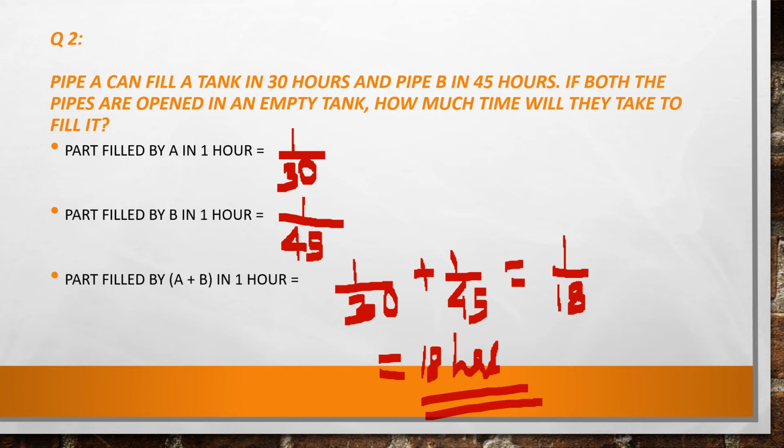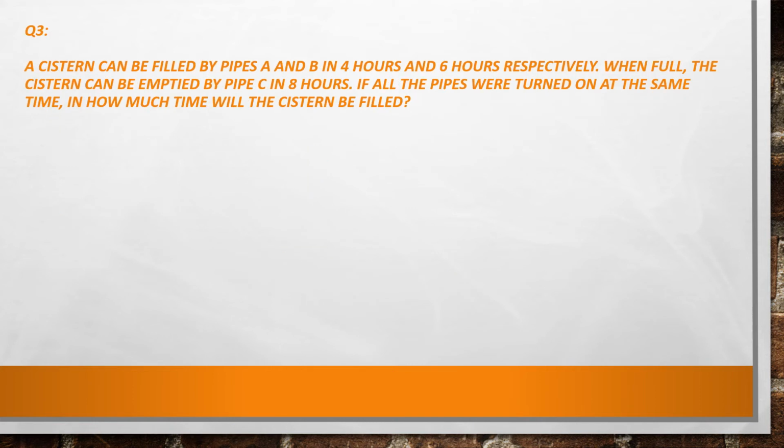Very simple. Now going to the next question. A cistern can be filled by the pipes A and B in 4 hours and 6 hours respectively. When full, the cistern can be emptied by the pipe C in 8 hours. If all the pipes were turned on at the same time, then how much time will the cistern be filled?